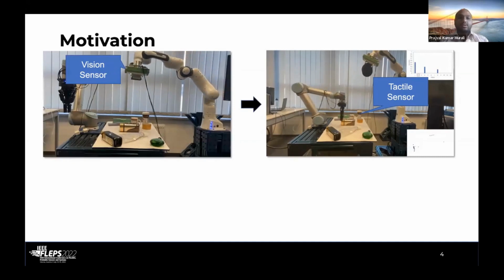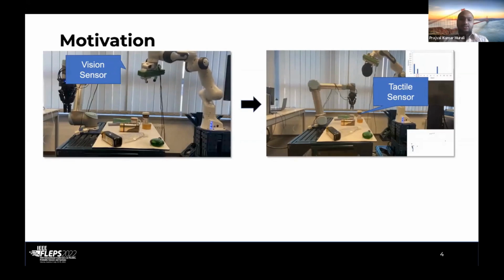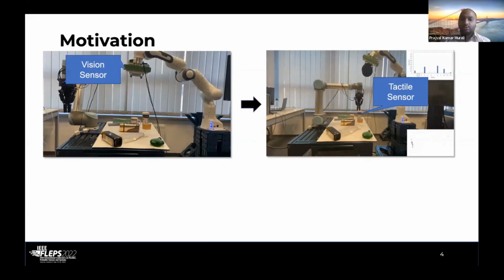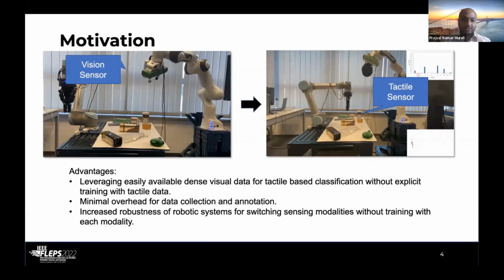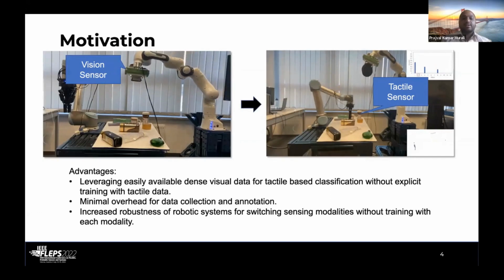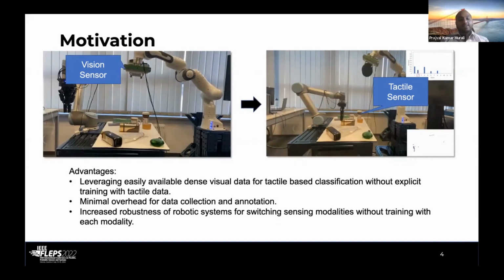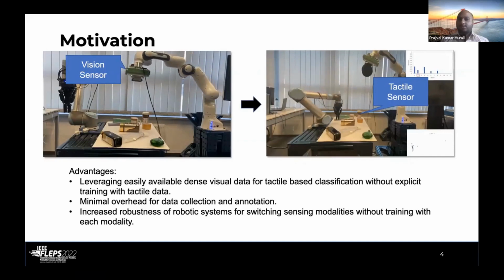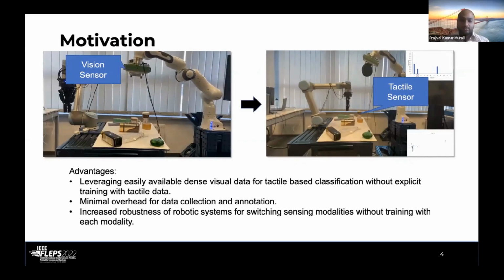What I want to say is that we don't want to explicitly collect and label new tactile data and train a network, but actually leverage prior knowledge from vision to do vision to tactile cross-modal transfer. What is the advantage? The advantage is that we can leverage easily available dense visual data for tactile-based classification, wherein tactile data is very difficult to acquire because you need to perform actions, it needs to be in contact with an object and so on.